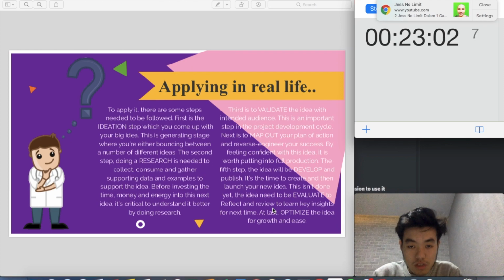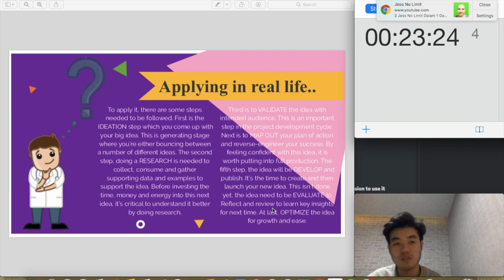And in the fifth step, the idea will be developed and published. It is the time to create and launch your new idea. This isn't done yet. The idea needs to be evaluated, to reflect and review, to learn key insights for next time. And at last, optimize the idea for growth and ease.